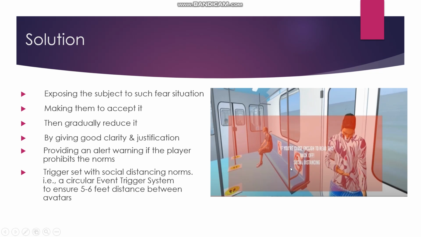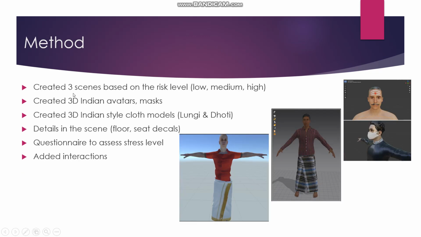I have created three scenes, and we'll see that in the future slides. The trigger event system is used to ensure a 5 to 6 feet distance between the avatars. As I said earlier, three scenes were created based on the risk level of virus spread. In the high scene, the passengers will not be wearing any face coverings, and everybody will be involved in activities like shouting and singing. In the medium level scene, everybody will be wearing face masks, but they will still be involved in activities like shouting and singing. Whereas in the low level scene, all will be wearing face masks and maintaining silence inside the train.